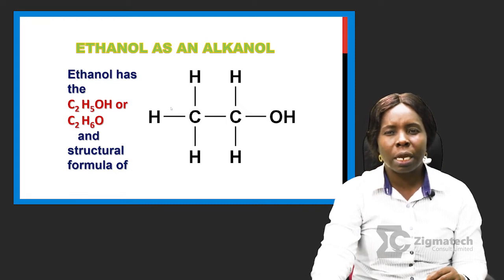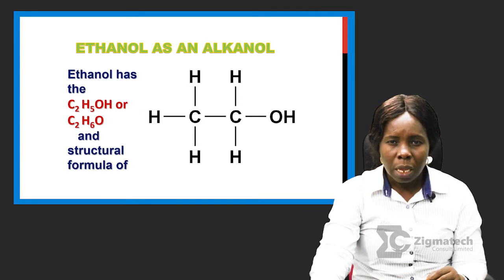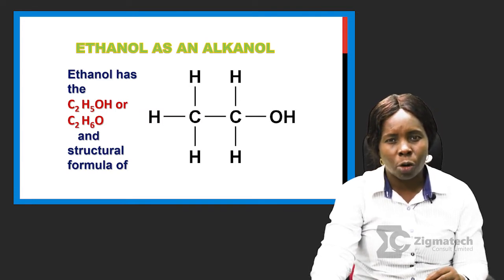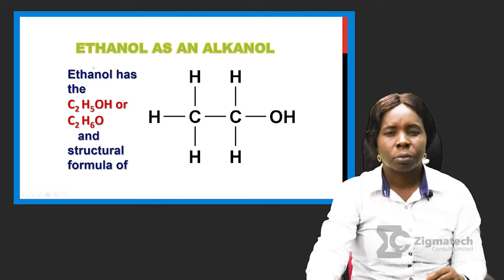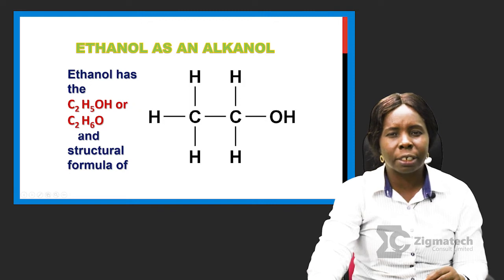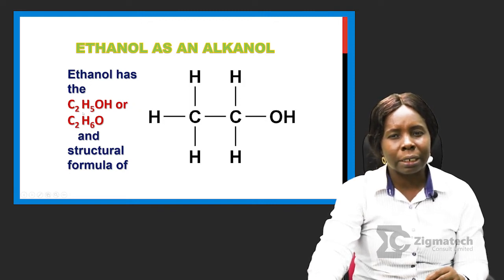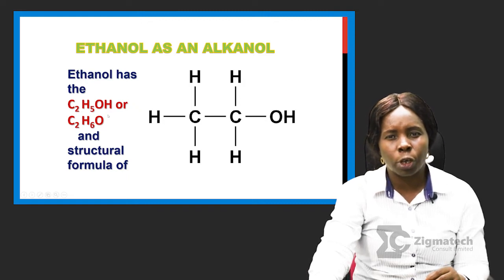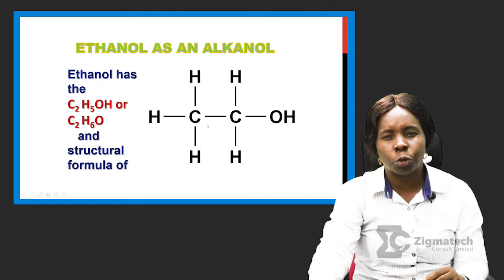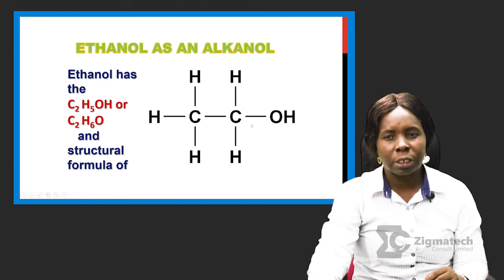Ethanol. We will use ethanol as an example to explain the other properties, methods of preparation, and uses of the other alkanols. Ethanol is commonly called alcohol. It has the molecular formula C2H6O, and it can be represented as C2H5OH. And the structural formula is as shown. You can see your 2 carbon atoms linked to 5 hydrogen atoms, and then also linked to a hydroxyl group, which is the functional group.